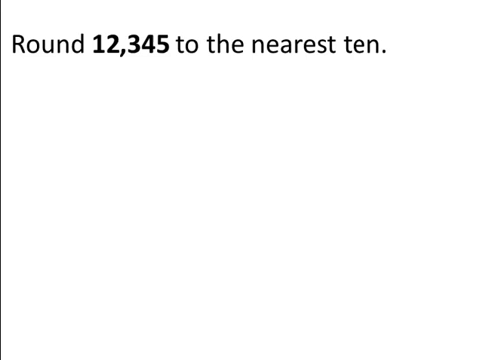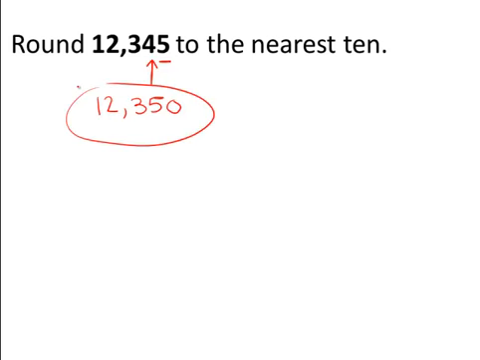Round 12,345 to the nearest 10. In the tens place, we have a 4. In order to determine how to round, we look to the right, where we see the next digit is a 5. Because we have 5 or greater, we round the 4 up to a 5, and then everything behind that becomes a 0. So the answer to my problem is 12,350.